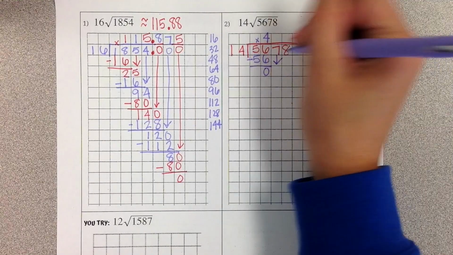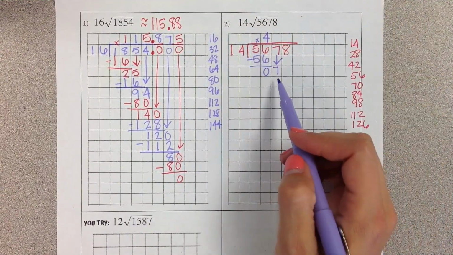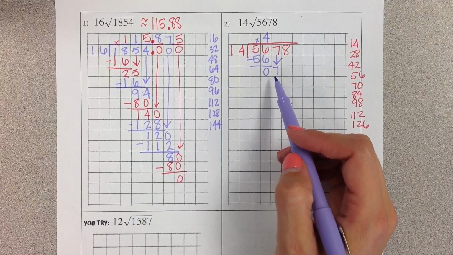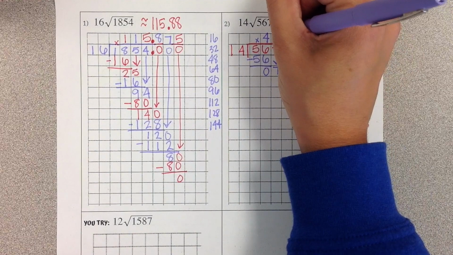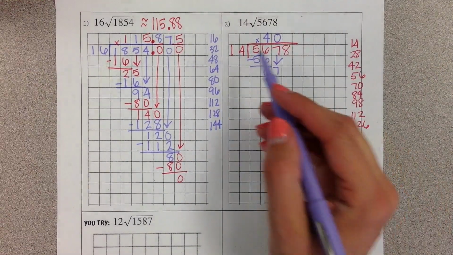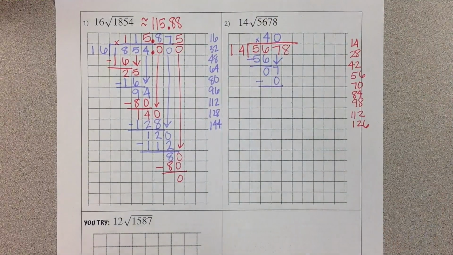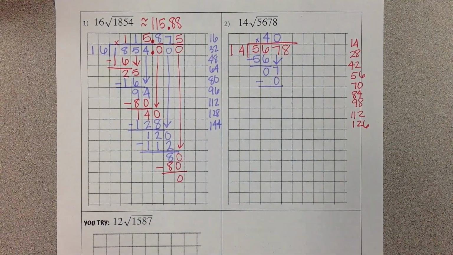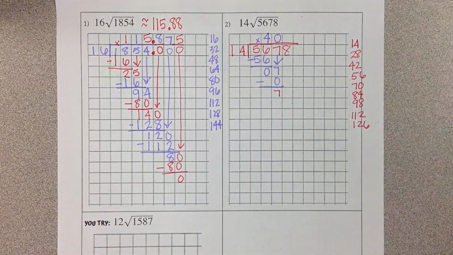Bring down the 7. How many times does 14 go into 7? Well, 7's smaller than 14, so it doesn't go into it. So we can't just ignore it. We have to say that it goes in 0 times. 14 times 0 is 0. Now we can subtract. 7 minus 0 is 7.